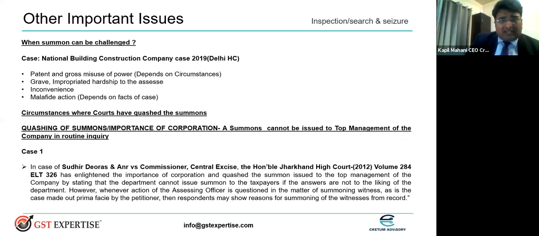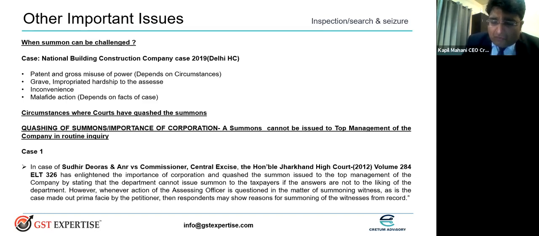So when can a summons be challenged? What we have covered is whether we can challenge the summons. In one case in the Delhi High Court in 2019, National Building Construction Company, it was held that where there is patent and gross misuse of power, grave hardship to the assessee, inconvenience, or malafide intentions, then a summons can be challenged.